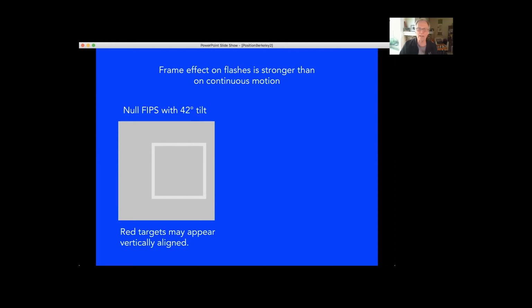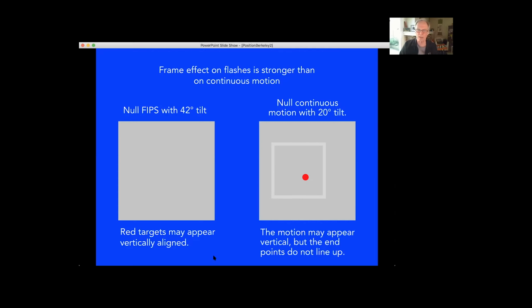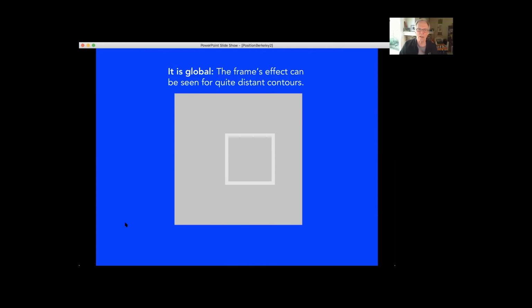I think one thing interesting is the effect doesn't really matter too much where you're looking. You can be looking at it, you can be looking in the periphery, still about the same. So it took about a 42-degree tilt to null this effect of the frame. But if we go to the continuous motion, the Wallach's effect, it gets nulled with about a 20-degree tilt, maybe half as much. And even when it does, you can still see, well, kind of, yeah, it's moving vertically, but it's also shifting left and right. So it's a bit of a different effect.